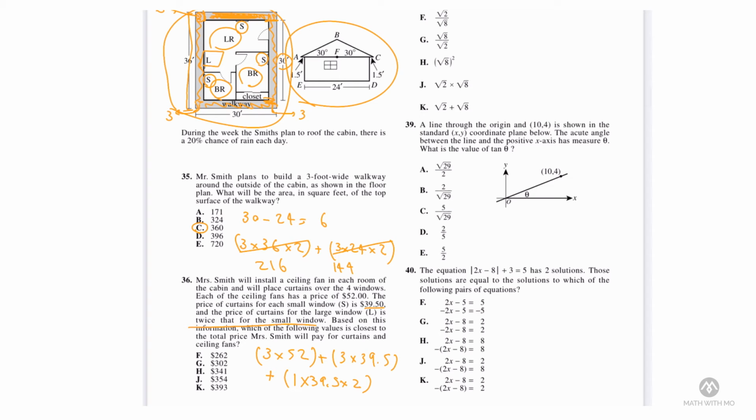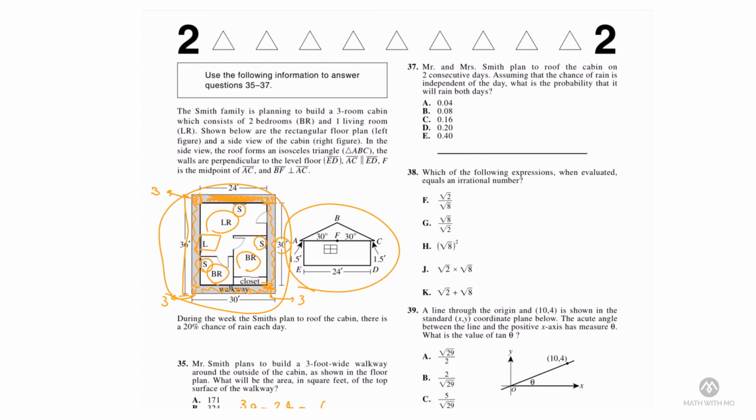Alright, so solving this will give us the expense for that. 3 times 52 is 156. 3 times 39.5 is 118.5. And 2 times 39.5 is 79. So 79 plus 156 plus 118.5, 353. So 354, because it says closest to the total price.